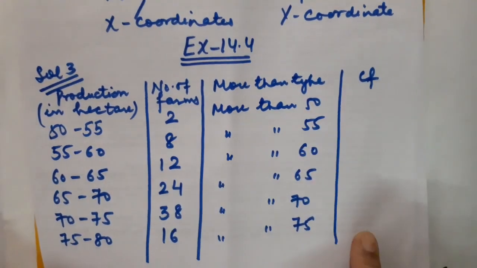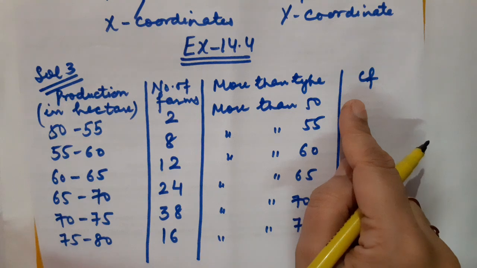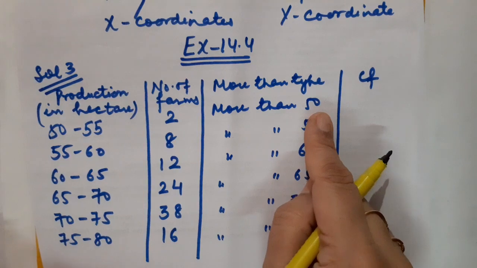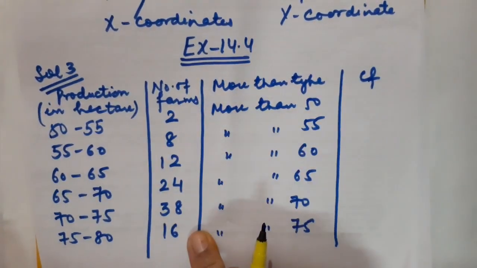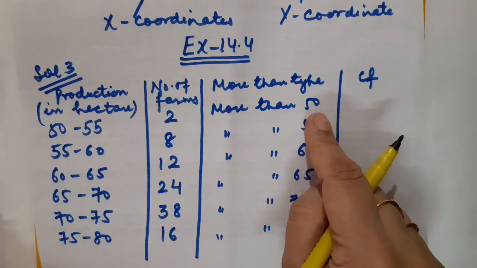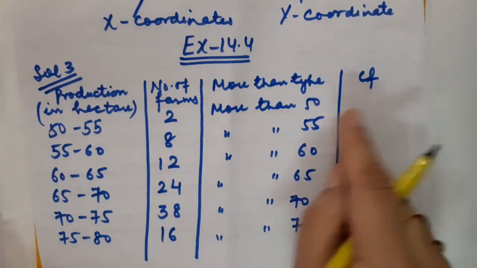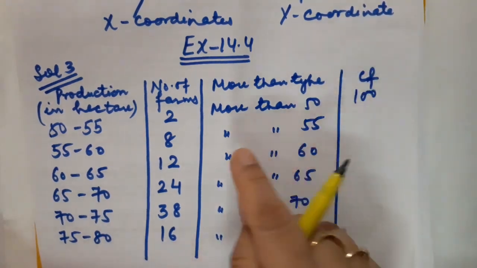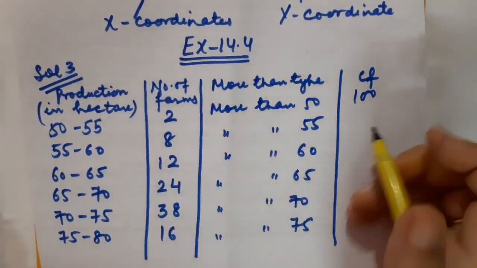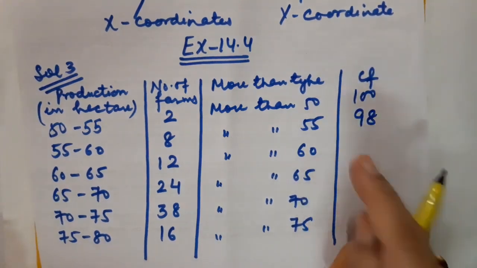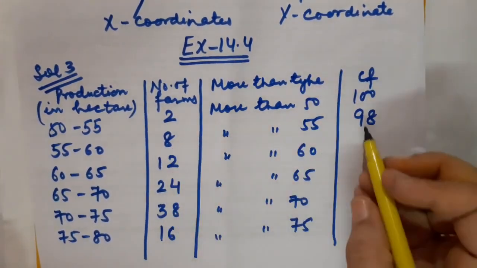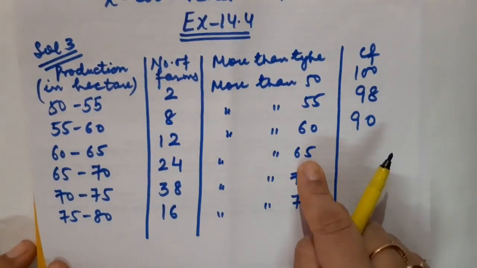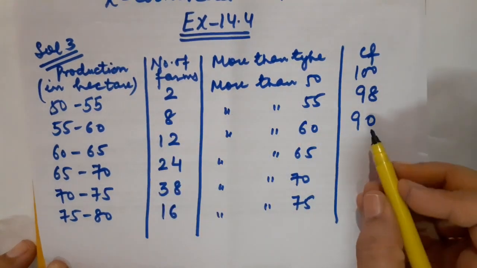So children, here we are supposed to tell how many frequencies are there, or the number of farms whose production is more than 50. So you know, in more than 50 they all are going to be added, and in more than type we always take the cumulation of all the frequencies, which is equal to 100. If I talk about more than 55, then 2 will be subtracted, that is equal to 98. Then more than 60, 8 will be subtracted, which is 90. Then for more than 65, 12 will be subtracted, which is equal to 78.